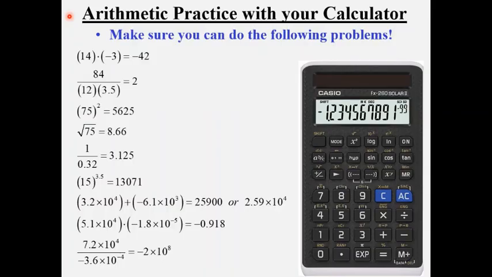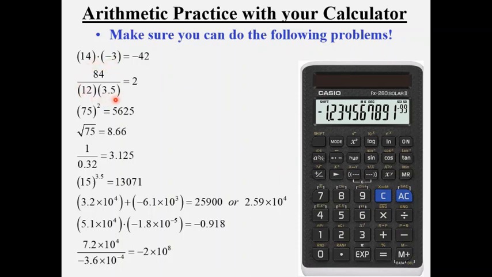Have a calculator that you're going to be using. I want to show you some arithmetic practice to make sure that you can do these problems on your calculator. Even though these may look really simple and basic, make sure that you can do all these problems and get the correct answer, because this will ensure that you're pressing the right numbers in the right order on your calculator. For example, this is 14 times negative 3. You should get negative 42. The way you put negative numbers in on this particular calculator is with the plus-minus button, which you press before you put in the 3.